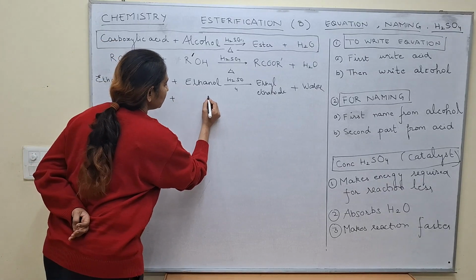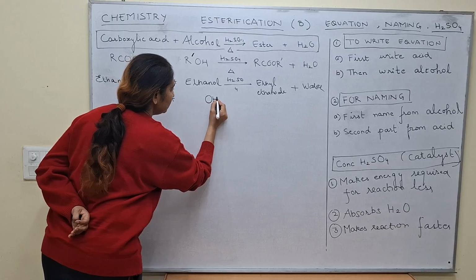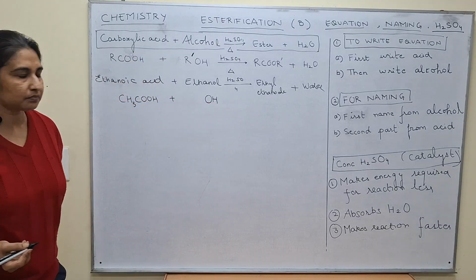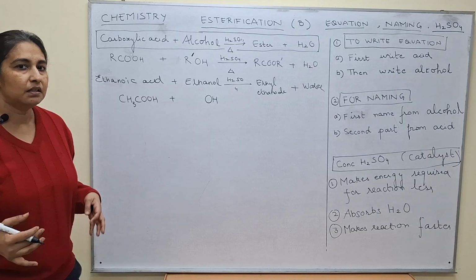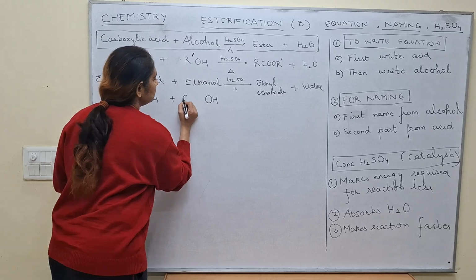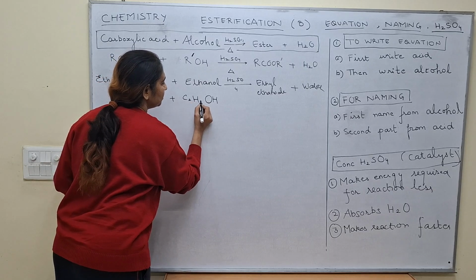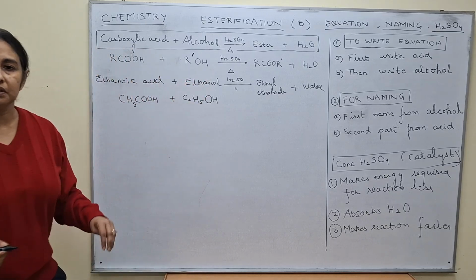What happens in alcohols? You start by writing OH at the end. Ethyl. So what will the alkyl group become? C2H5. So that becomes ethanol.